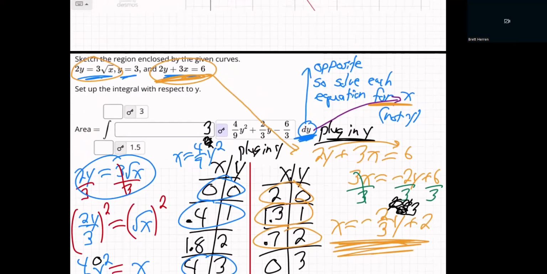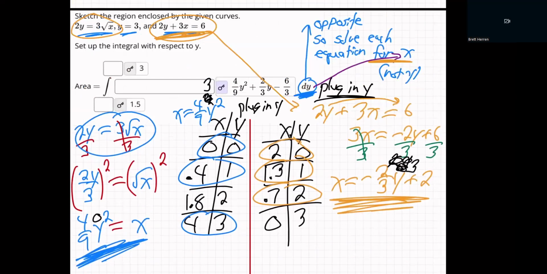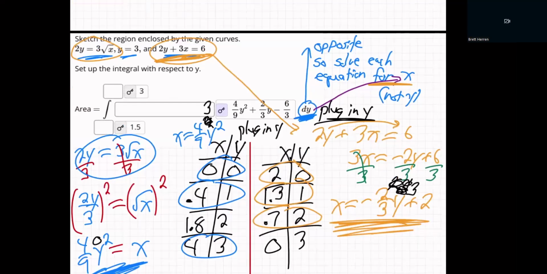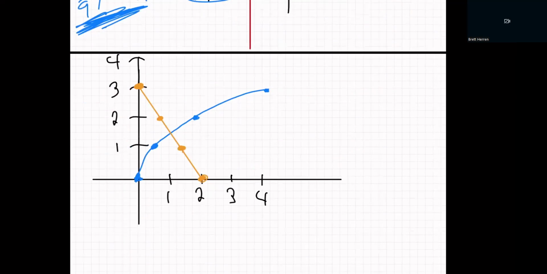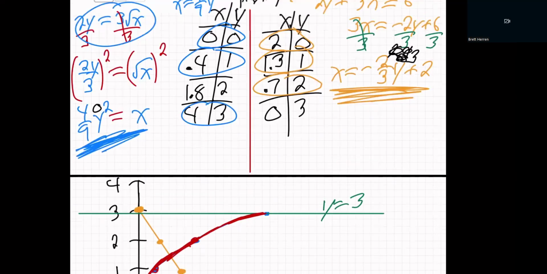There's one more equation. And that is y equals 3. What's y equals 3? That's just a straight line up at y equals 3. And here, I'm going to change the color on this one to be red. And that's the one, that's the curved one.